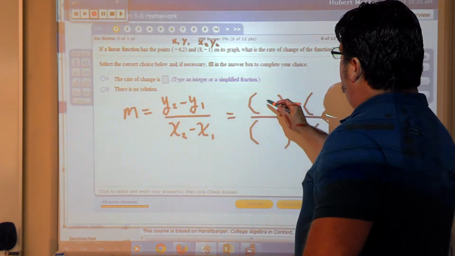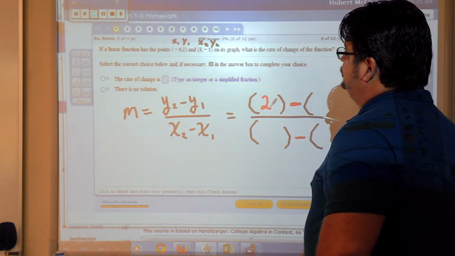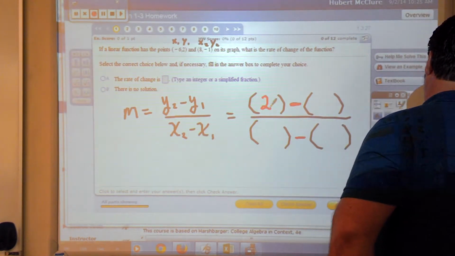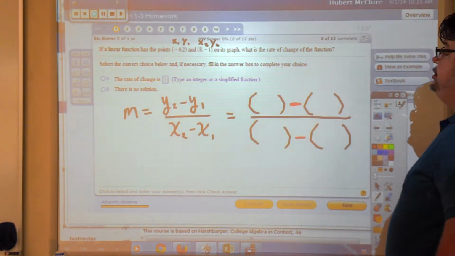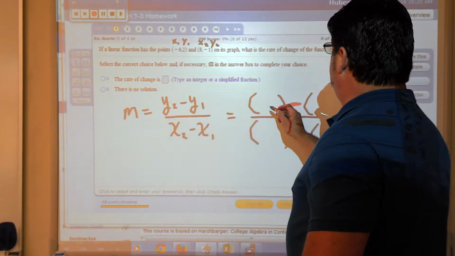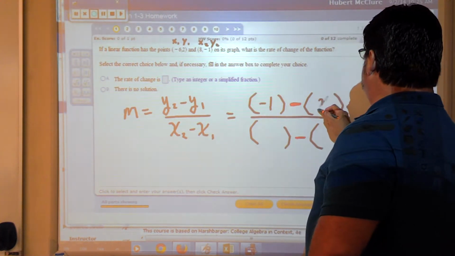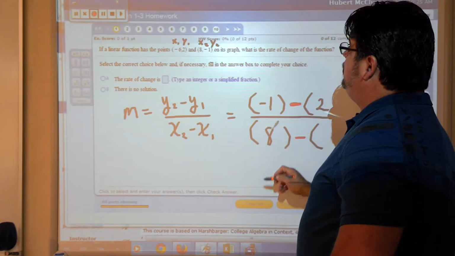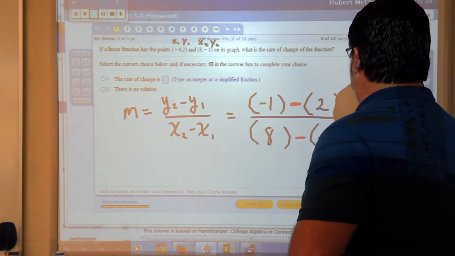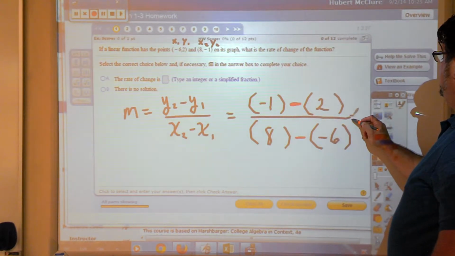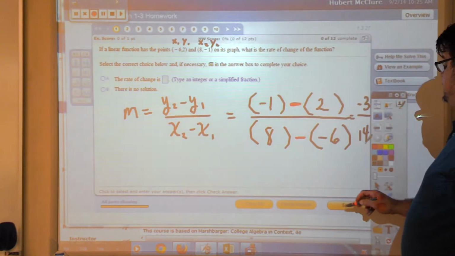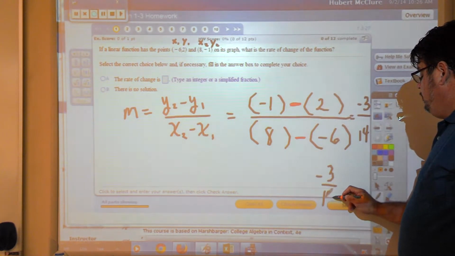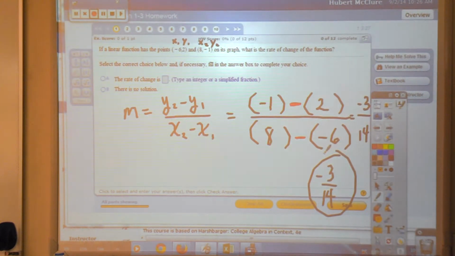What's y sub two? Negative 1. Y sub 1 is 2. X sub 2 is 8. And X sub 1 is negative 6. And negative 1 minus 2 is negative 3. And 8 plus 6 is 14. So your answer is negative 3 14ths. And that's a test question.